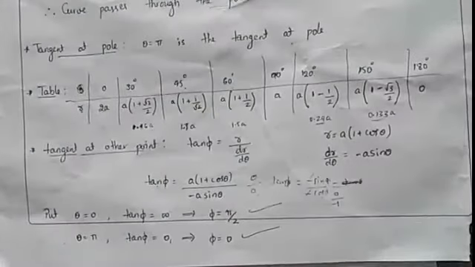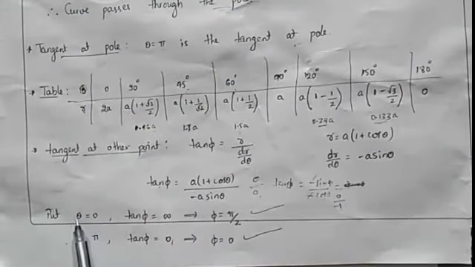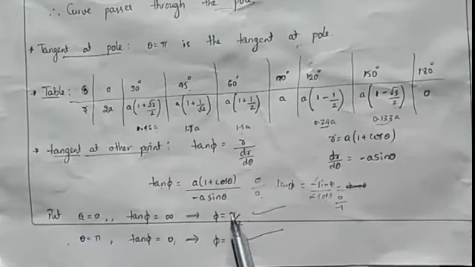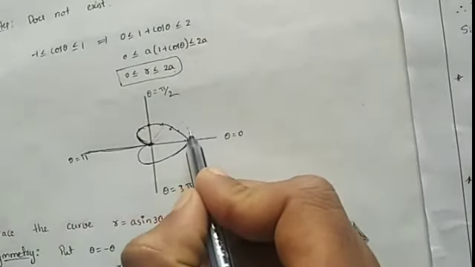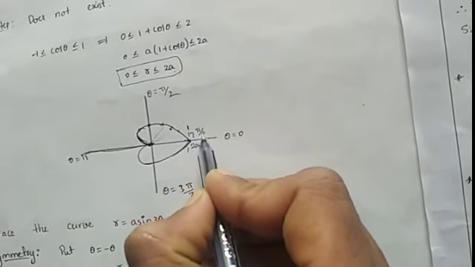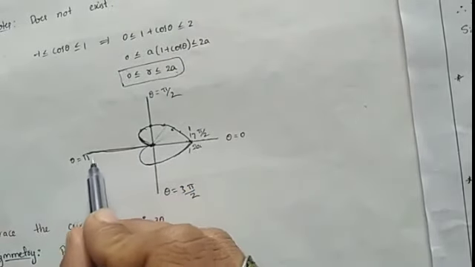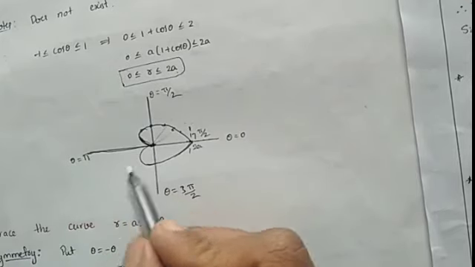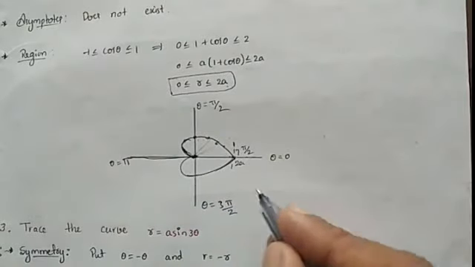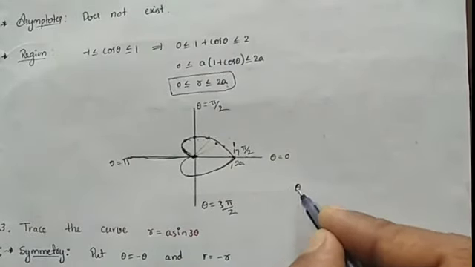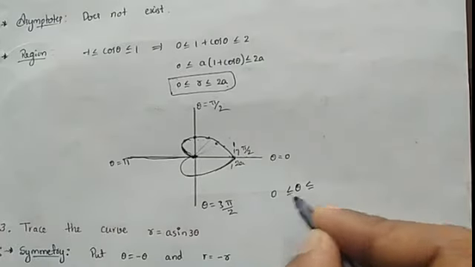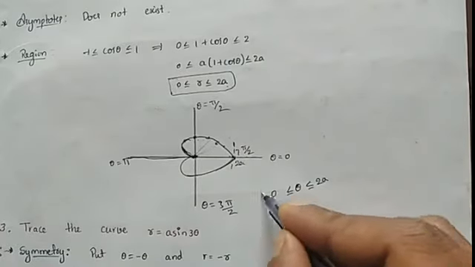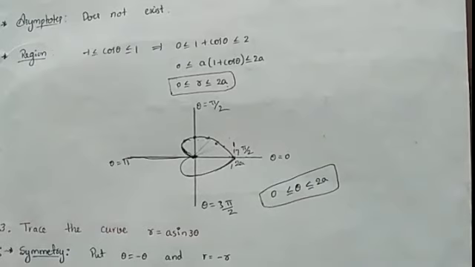The next point is the tangents at the other points. Theta is equal to 0, then phi is pi by 2. Theta is equal to pi, then the phi value is 0. Okay, in this case we say the r value lies between 0 to 2a. This is the region of the curve.